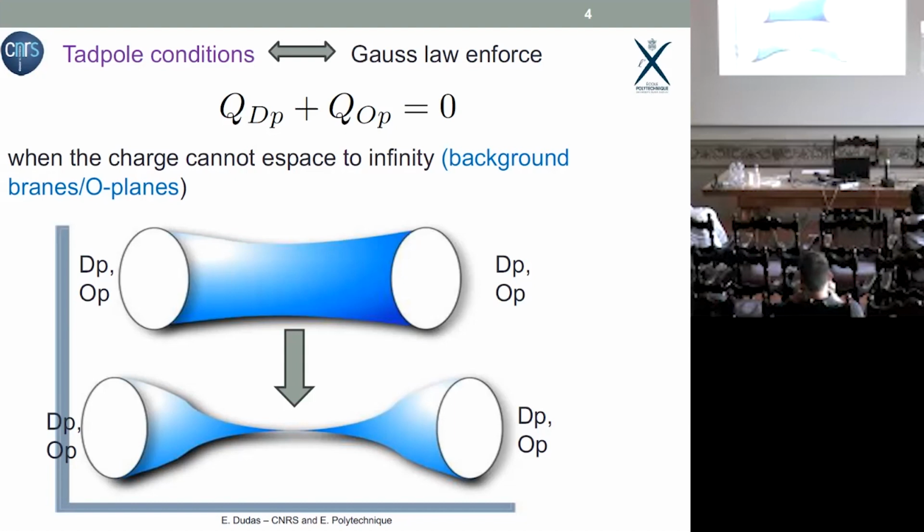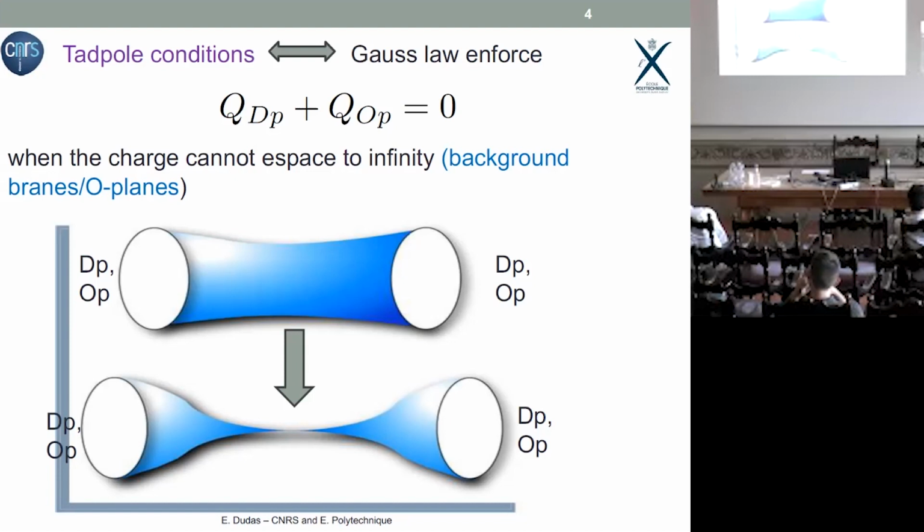This is just Gauss law. And when I talk about D-branes and orientifolds, I always talk about so-called background branes, not probe branes that we can always add, like lower dimensional defects. It's an interesting story about these lower dimensional defects also. Carlo will tell you something about it, but I'll not talk at all about defects. I'll talk only about background branes.